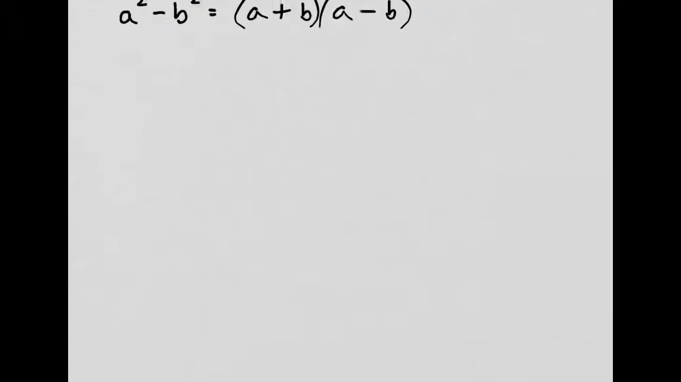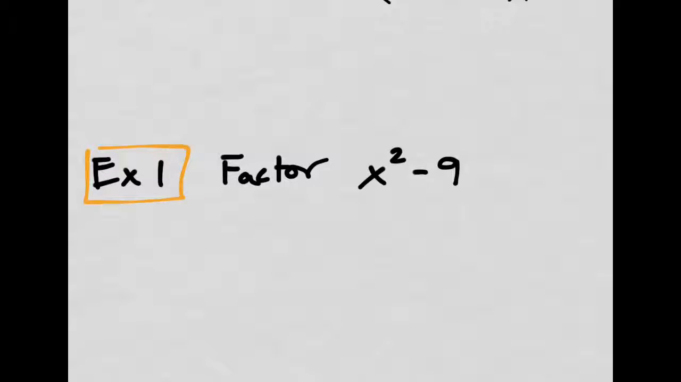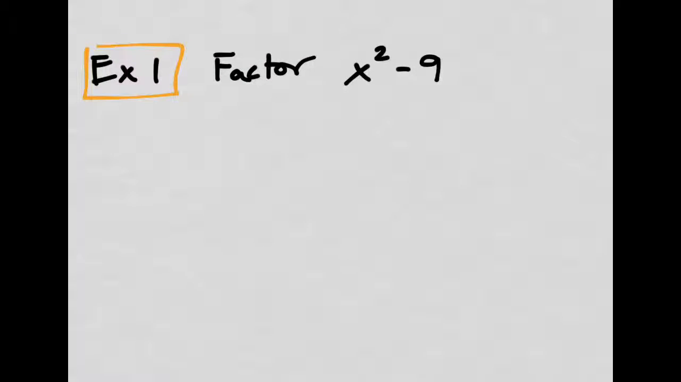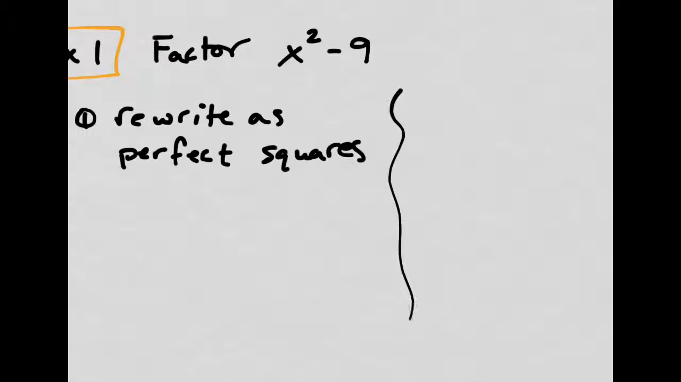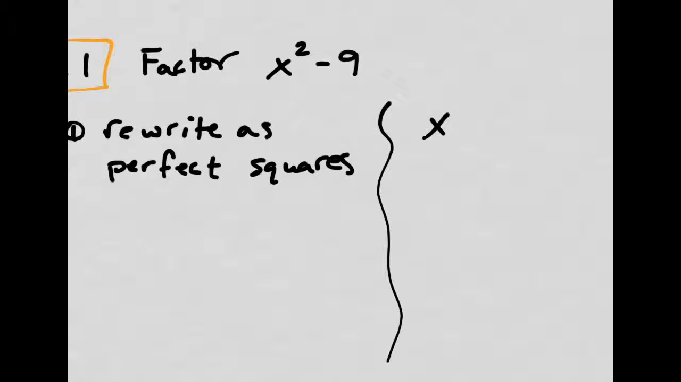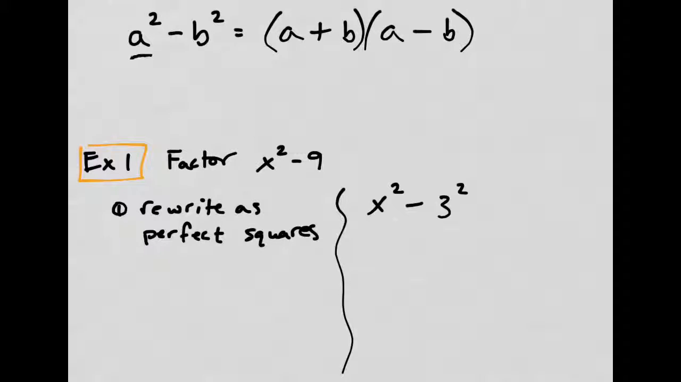Example 1. So here it says factor x squared minus 9. The first step, step 1, is to rewrite this as perfect squares. So I'll have the steps on the left side. So that means I have x squared, that's already written as a perfect square. And then I have the minus, and then 3 squared, right? 9 is the same thing as 3 squared. Okay. And then that means, by using my formula, I have a is x and b is 3.